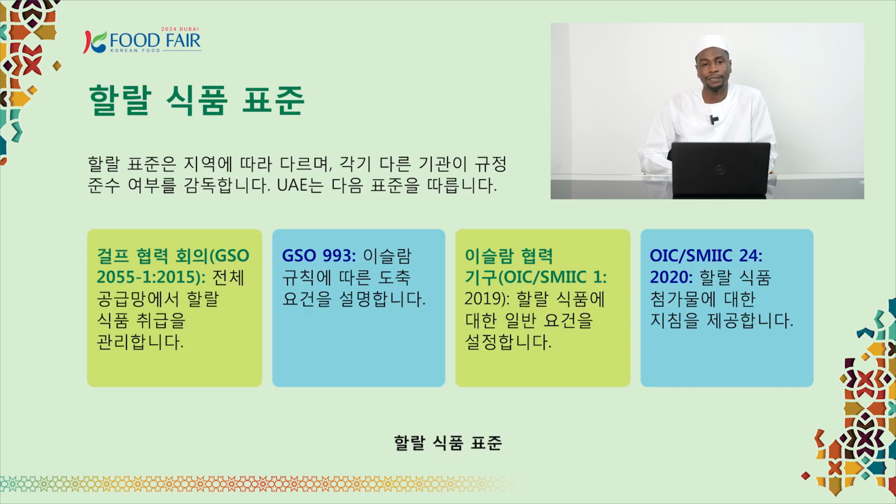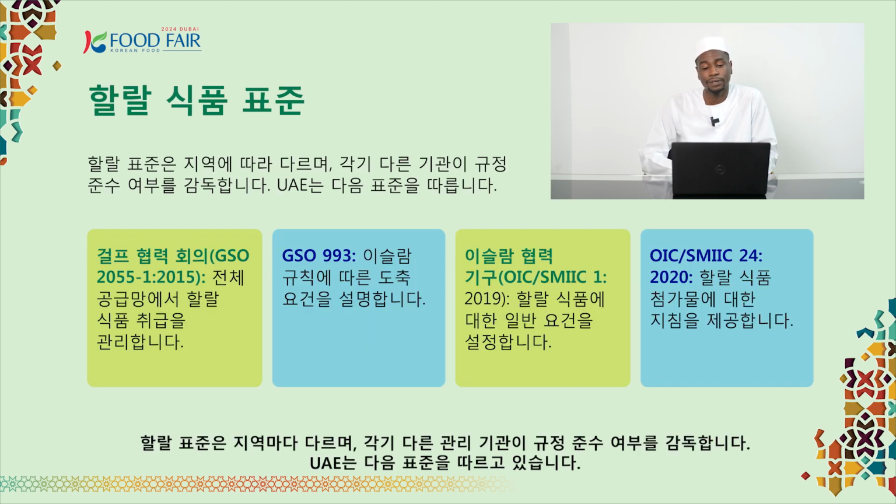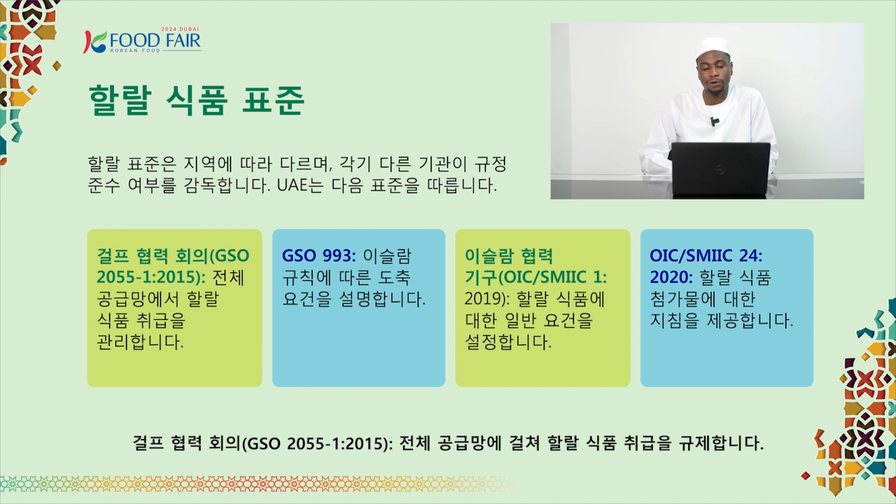Halal food standards. Halal standards vary by region, with different governing bodies overseeing compliance. Here in the UAE, we are following these standards. The first standard, Gulf Cooperation Council, GSO 255-1:2015. This governs halal food handling across the entire supply chain. And also we have standard number 2, GSO 993. This standard outlines slaughtering requirements according to Islamic rules.